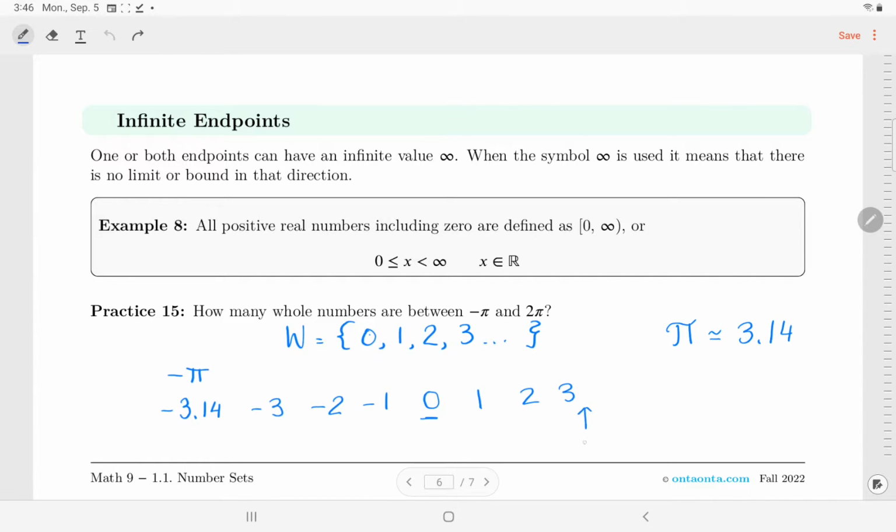Next we would have pi, which is 3.14, but we are looking until 2 pi, which is times 2, 6.28. So we continue with 4, 5, 6, and then we get 2 pi. So we have 1, 2, 3, 4, 5, 6, 7, 7 whole numbers in between negative pi and 2 pi.